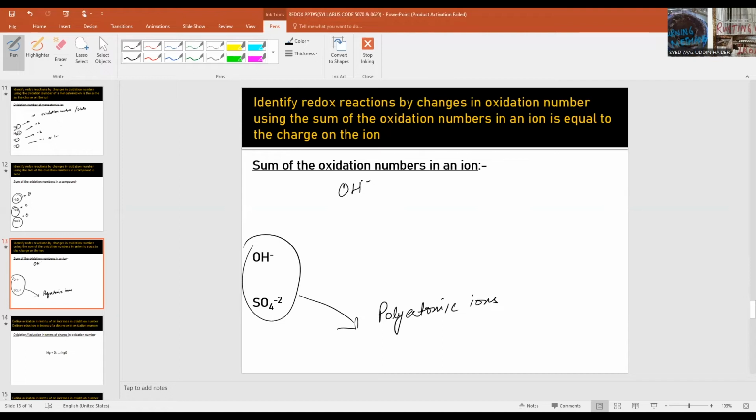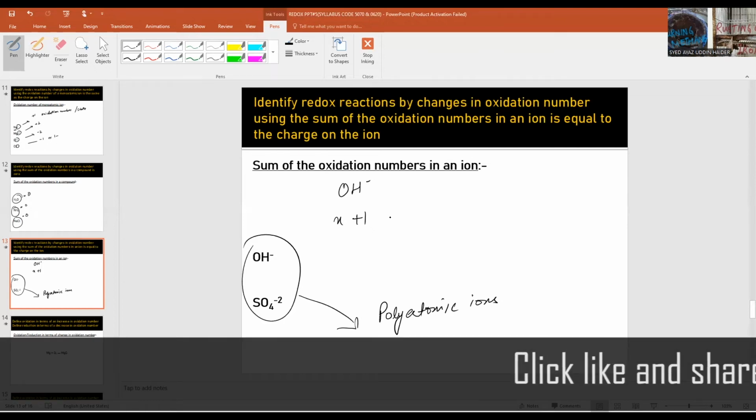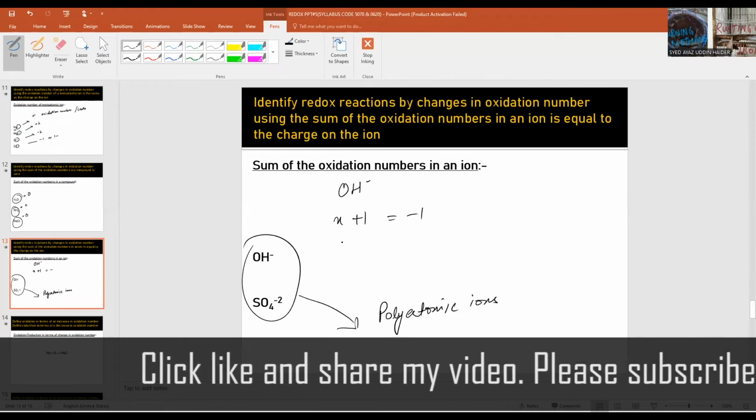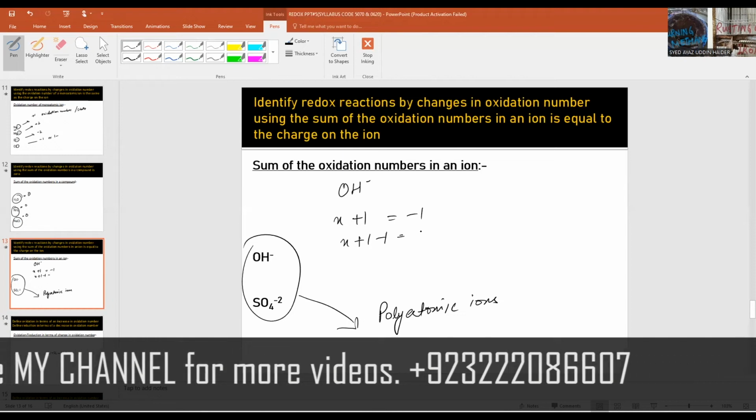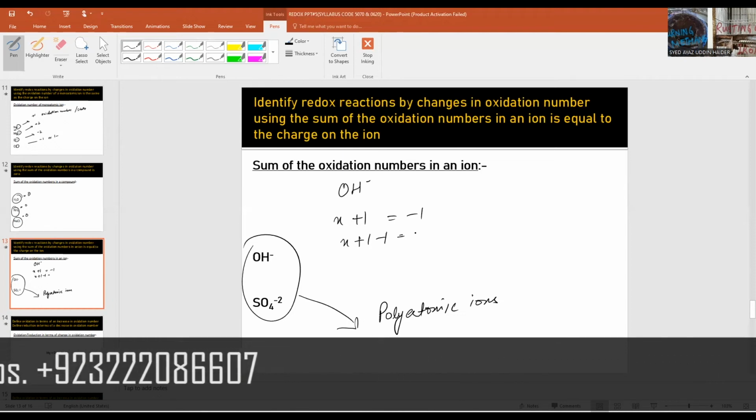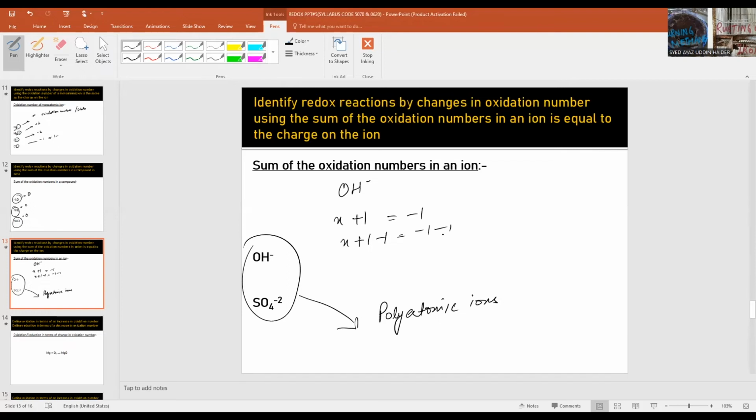As I told you, whenever hydrogen is attached to a non-metal, it will always carry +1 charge. So I will write +1 for hydrogen. I don't know the charge on oxygen or oxidation number. The charge on the whole ion is -1. You solve in this way. So it will become X +1 = -1. What you will get? The value of X is -2, which means oxygen is carrying -2 here and hydrogen +1.